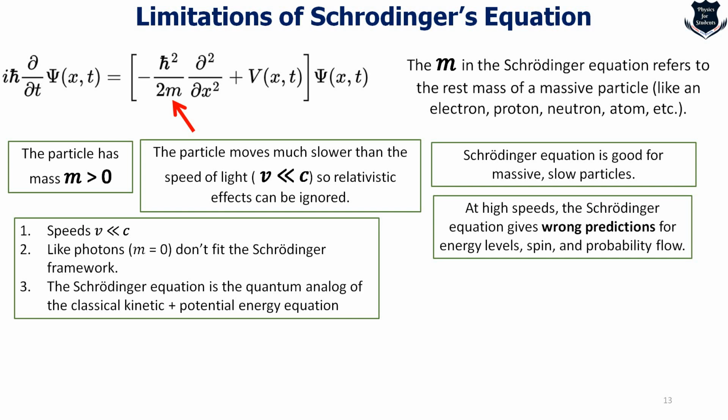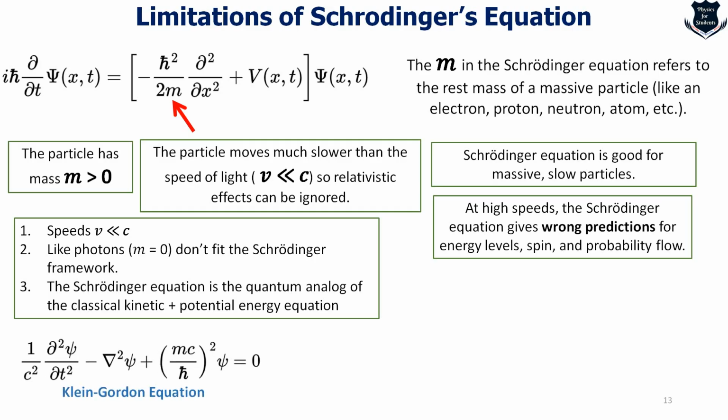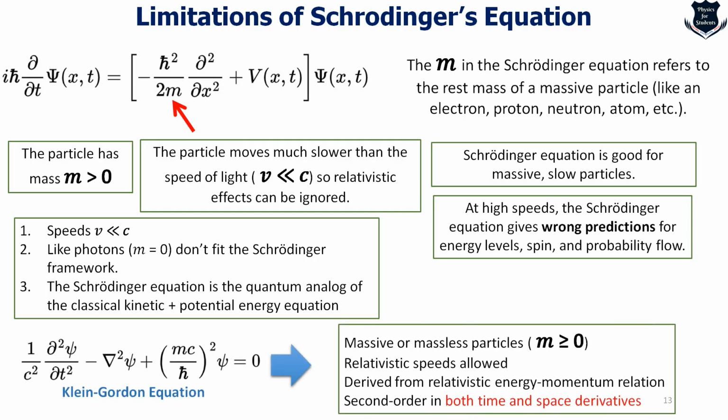And remember, the Schrodinger equation is a classical equation. It is just the classical kinetic plus potential energy. Whereas on the other hand, when we go to the Klein Gordon equation, we find that if there is a mass greater than or equal to 0, relativistic speeds are allowed. It is derived from the relativistic energy momentum relation, and both take the same derivatives, that is second order, both in terms of time and space.